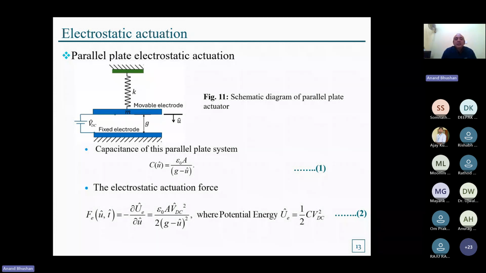Equation 2 shows that due to this variable capacitance we get the electrostatic actuation force. This force is the first derivative of the potential energy, half C V squared, in the direction of the displacement u. So it is very clear in equation 2 that the electrostatic actuation force is non-linear in nature. So effectively, the whole system is non-linear. This is very important, and due to non-linearity, there are many specific applications of MEMS resonators we will discover.